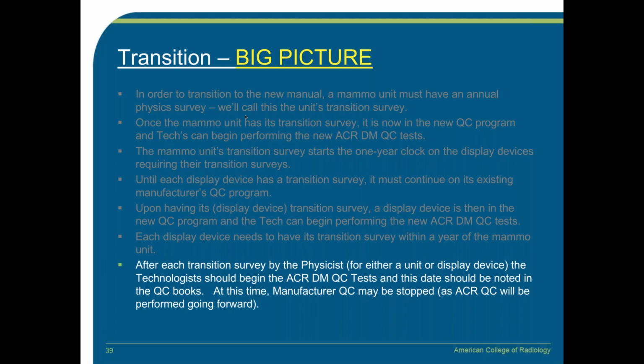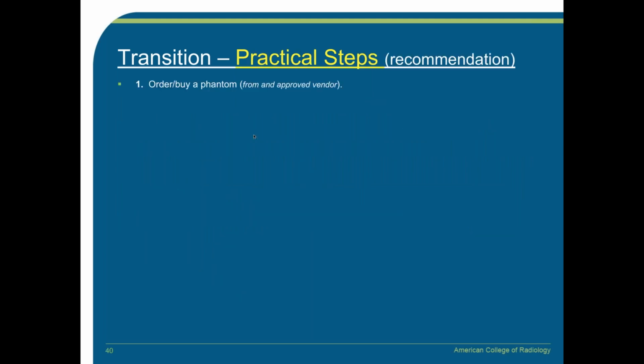And at this time, after the physicist does their test and the tech starts their QC, you can then stop doing the manufacturer QC. So that's the simplified big picture. So I have some practical steps here about what you need to do when considering this. The first thing you need to do is order or buy a phantom from an approved vendor.